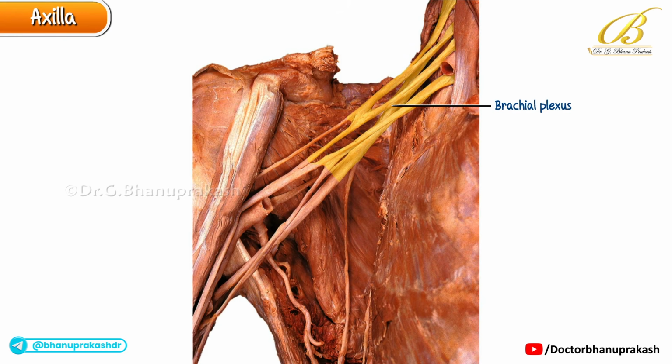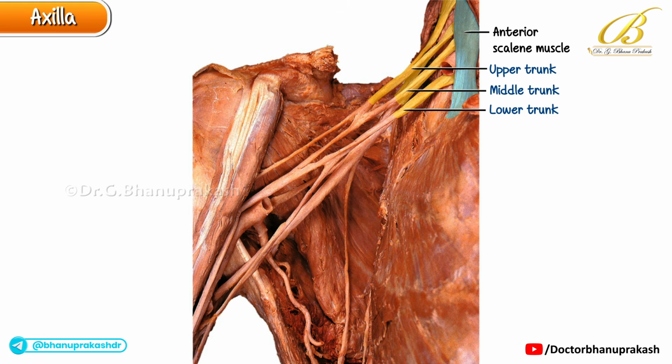Now focusing on the brachial plexus, the roots emerge from the lateral border of the anterior scalene muscle. The three trunks, upper, middle, and lower, are clearly visible. The three cords are also well demonstrated. The lateral cord lies on the lateral side, the medial cord lies on the medial side, and the posterior cord lies on the posterior side. The posterior cord, which is thicker, is situated posteriorly and partially overlapped by the medial cord.